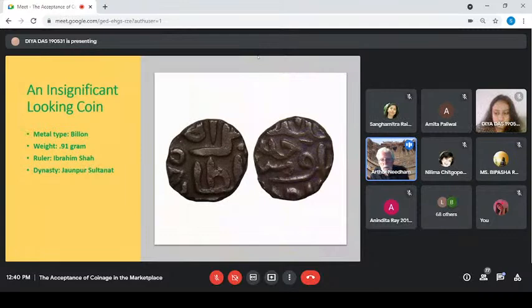So here is this weird little coin that Tariq found in a bulk lot for sale in an international catalogue. I think this was in England. And all of a sudden, Tariq says to me, have a look at this coin. And I've gone, okay, well, it looks good. And Tariq said, well, it's a pretty insignificant coin. And I said, yep, so why have you shown it to me? He says, well, it's billon. That's the silver-copper mixture. Billon was worth more than copper, but less than obviously pure silver. Its weight's 0.91 of a gram. Its ruler is Ibrahim Shah, and it's Jaunpur Sultanate. Next slide, please.